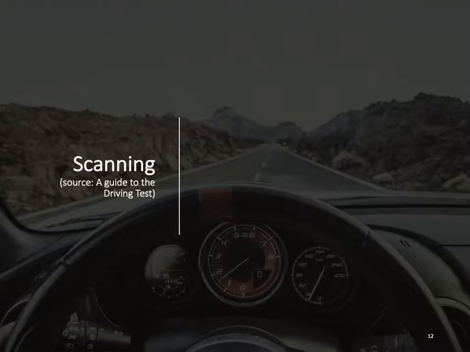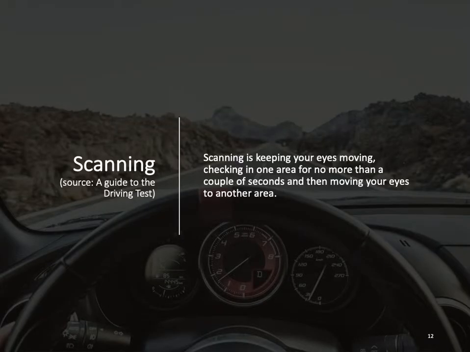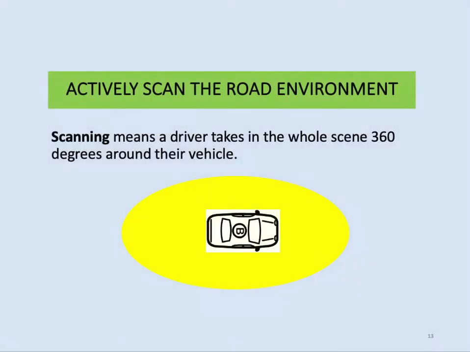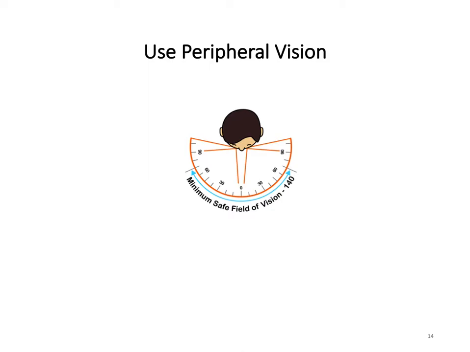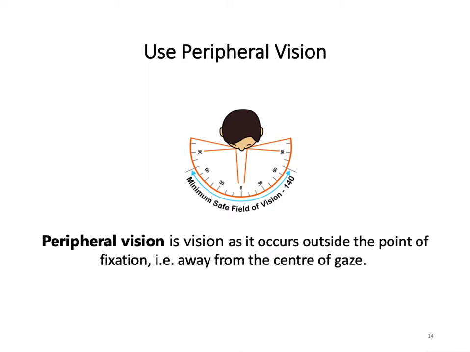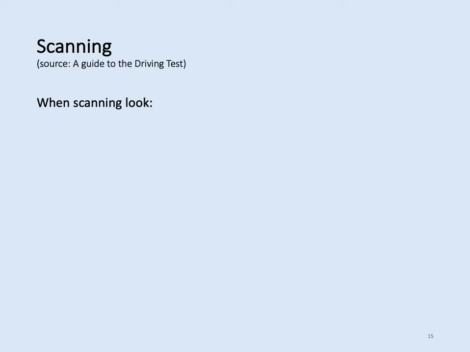Scanning. Scanning is keeping your eyes moving, checking in one area for no more than a couple of seconds, then moving your eyes to another area. Actively scan the road environment. Scanning means a driver takes in the whole scene 360 degrees around the vehicle. Use your peripheral vision. Peripheral vision is vision as it occurs outside the point of fixation, that is, away from the center of gaze.